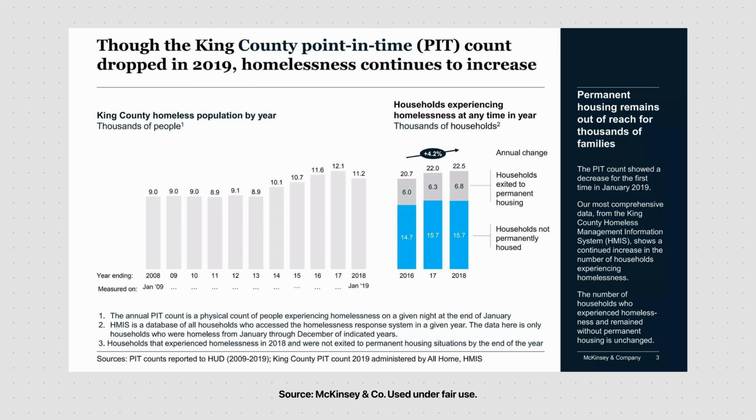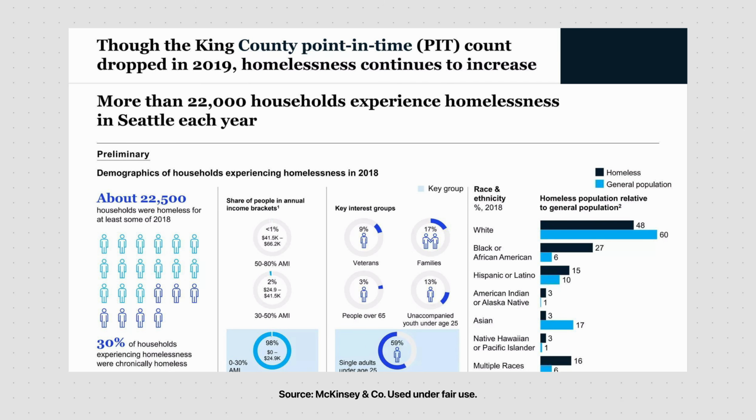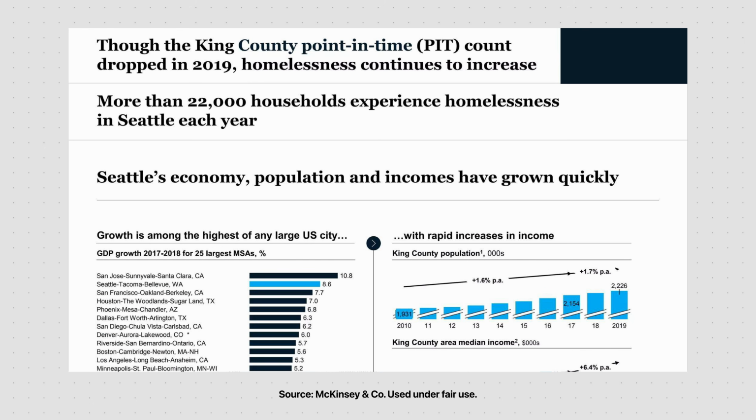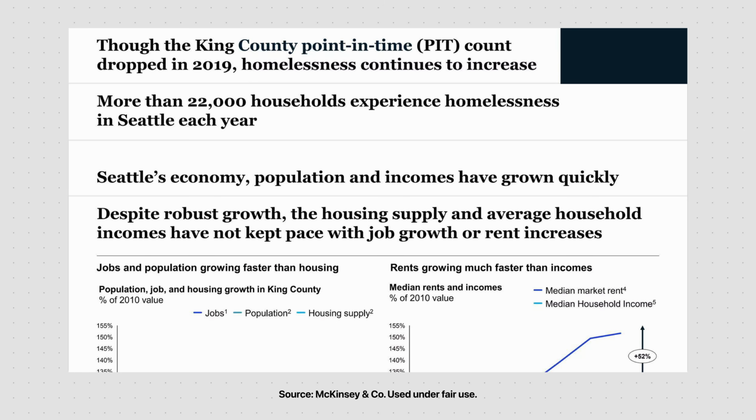So in our McKinsey example, you can read the storyline by just reading the action titles. Homelessness continues to increase in King County. More than 22,000 households experience homelessness each year. Seattle's economy, population, and incomes have grown quickly, but despite that, the housing supply and average household incomes have not kept pace with job growth or rent increases, and so on. And taken to the extreme, you should be able to wipe all the content off your slide bodies, just read those action titles, and it should communicate to the executive your storyline. But how do you make sure that your storyline is actually bulletproof? Well, let me tell you the next technique.